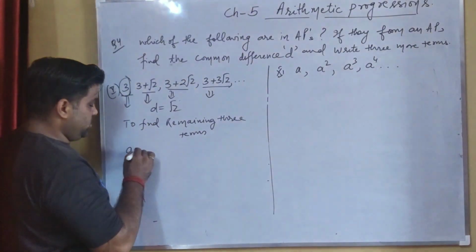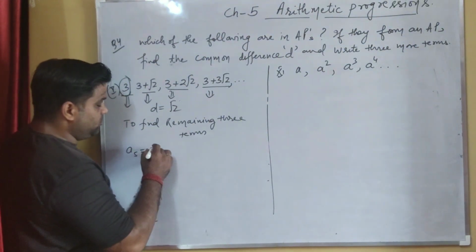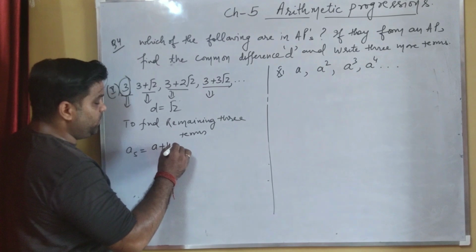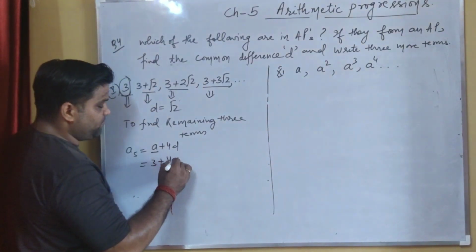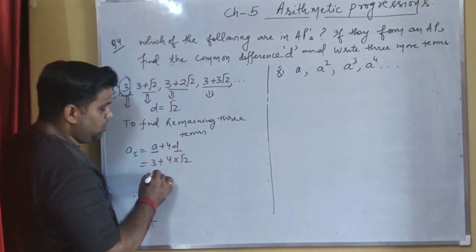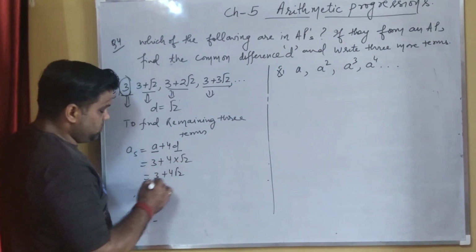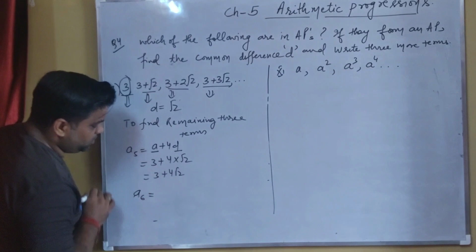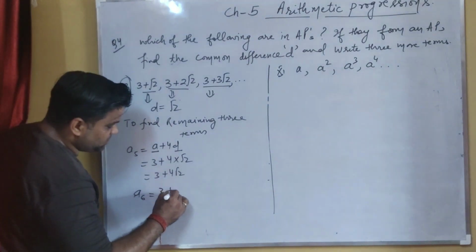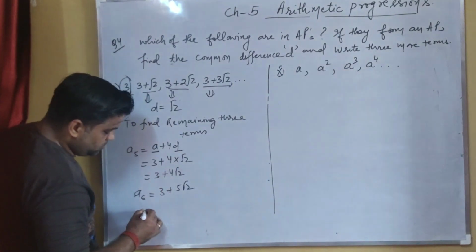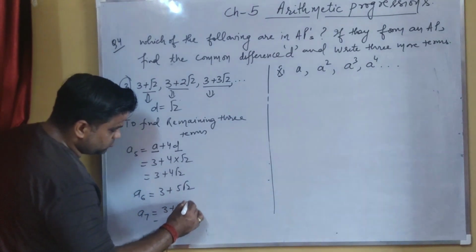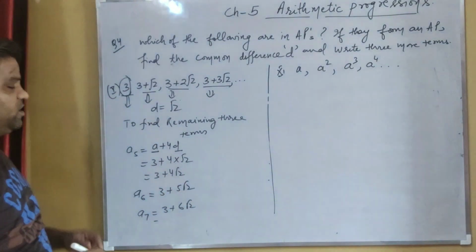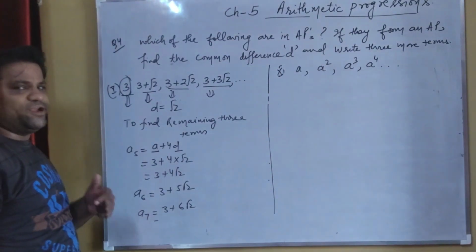The fifth term is a5 equal to a plus 4d. On putting the value of a, which is equal to 3, the first term, and the value of d, which is equal to root 2, we get 3 plus 4 root 2. Similarly, the sixth term can be given by 3 plus 5 root 2. Similarly, the seventh term is given by 3 plus 6 root 2. So these are the remaining three terms which we have to find.